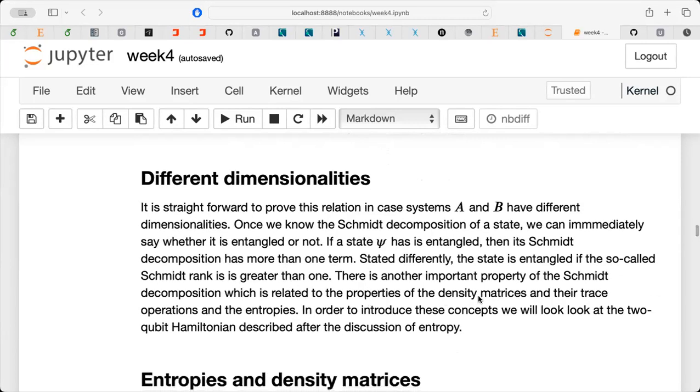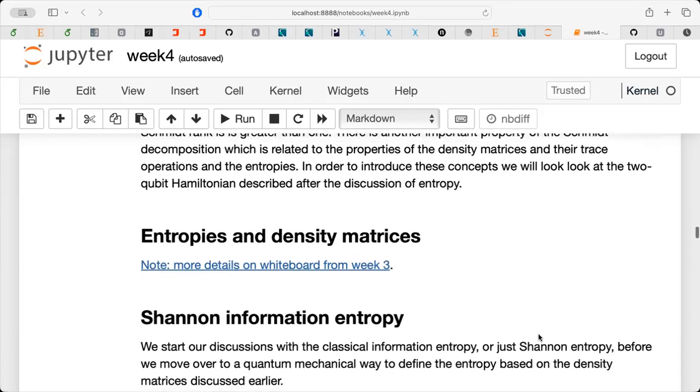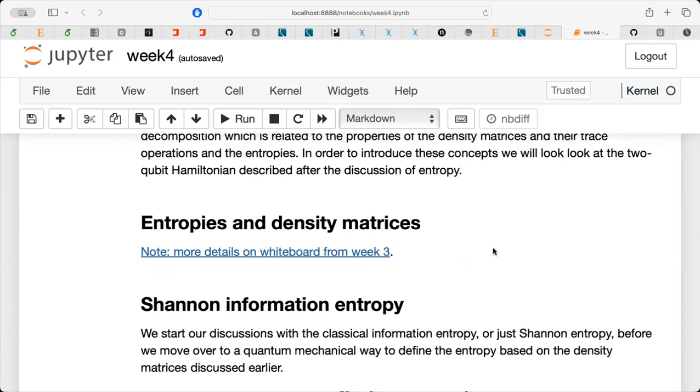And there's another important property of the Schmidt decomposition, which is also related to the properties of the density matrices and their trace operations and the entropies. And this is something which we will come back to when we look at the example in the exercise which we discussed last week. So just a quick reminder, I hope you can forgive me for being a little bit slow and repeating things, but there are some elements here which are useful to just keep in mind.